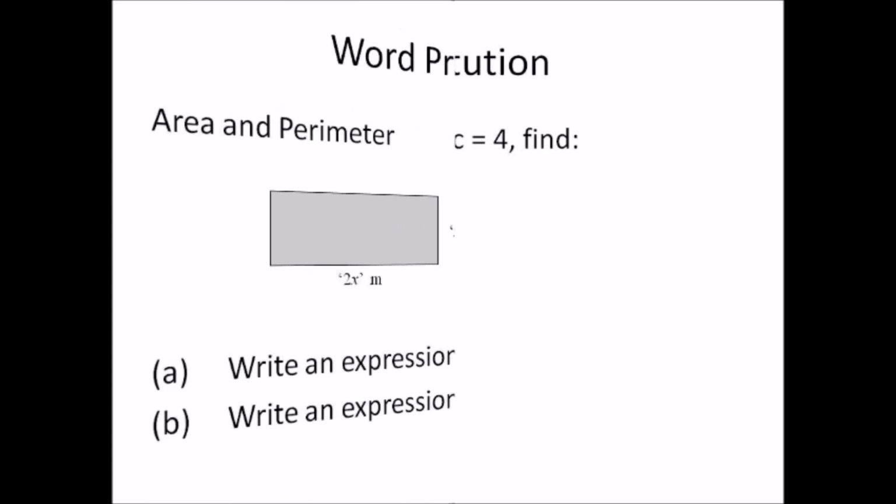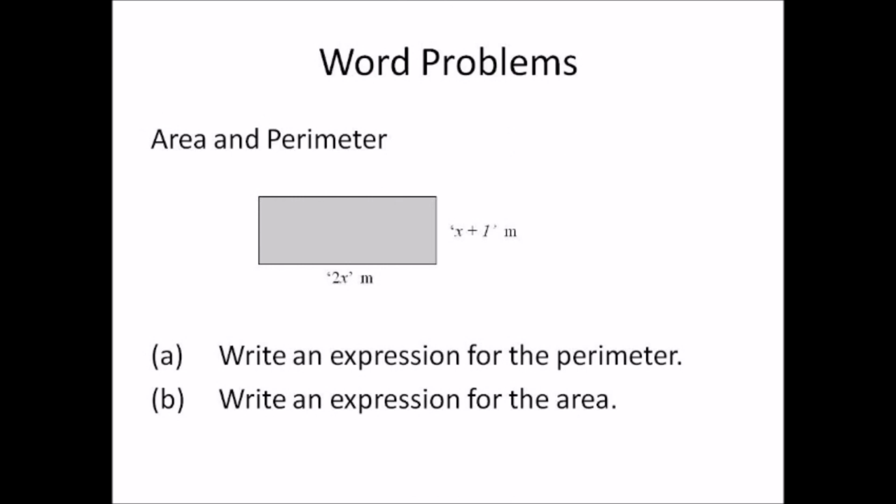Okay, word problem, area and perimeter. Now the length is 2x and the width is x plus 1, dealing with meters. Write an expression for the perimeter and then write an expression for the area. This one will be a bit longer, but you can get it done. Do the perimeter first and simplify, and then do an expression for the area. Work it quickly. See if you can get those done for that rectangle.